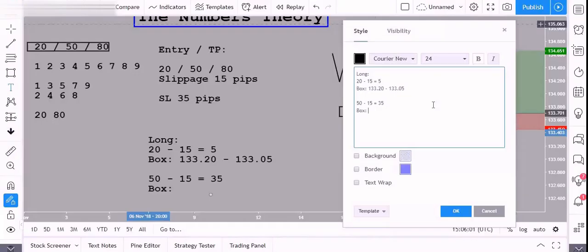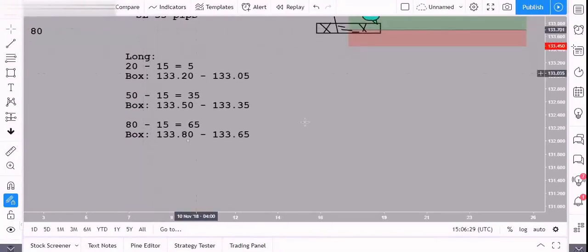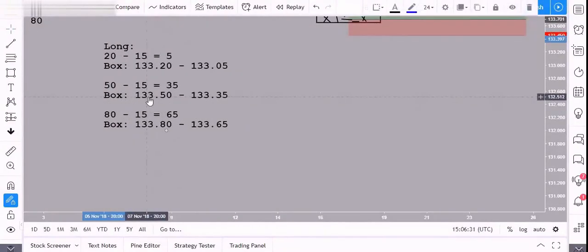So the box will be 133.50, and the slippage number will be 133.35. Let's do it again. 80 minus 15 equals 65. The box will be 133.80 to 133.65. And this is the way I'm going to use it. This is, for example, the long side.